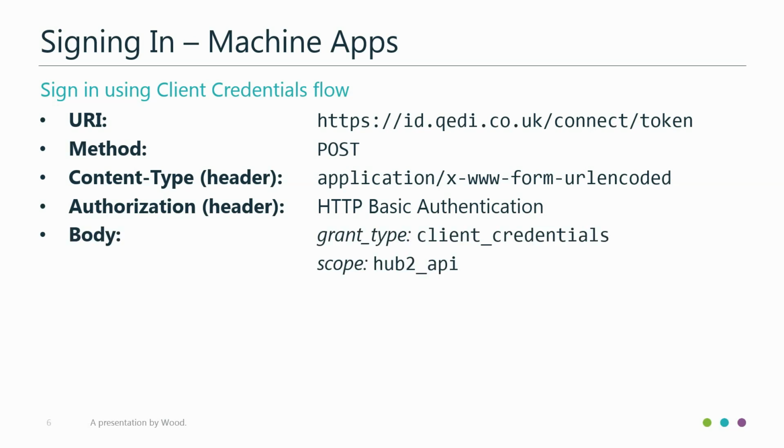Once you've got that, you need to fill in the body of the request, which is specifying two fields. One is called grant_type, and you need to set that to client_credentials. What that's saying to the token endpoint is, I'm signing in using client credentials, and not any of the other grant types that we might specify in OpenID Connect. And then the other thing we need to specify is the scope. What we're doing there is saying to the token endpoint, I would like a token that can be used for this particular type of API scope. And for hub2, we just have one, simply called hub2_API.